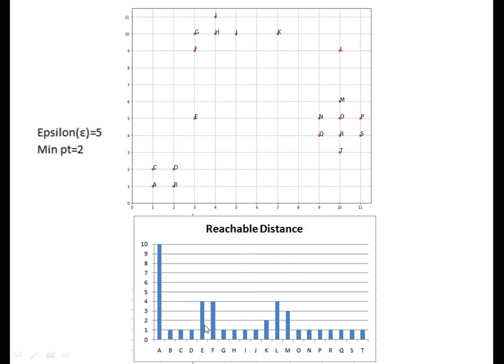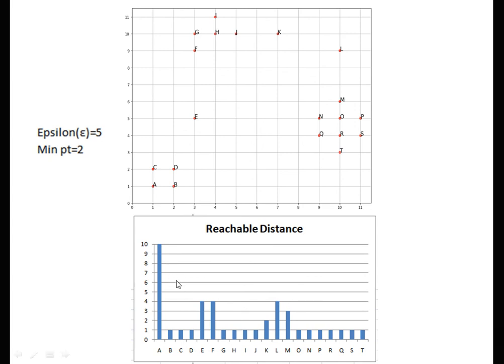Now E is at a distance of 4, F is 4, and after F all the points are close: G, H, I, J. K is again at the largest distance, L is again at the largest distance, M is again at the largest distance. But still all points are reachable from the starting point, because our epsilon is 5 and all points come under 5. So in this way it creates the set of ordering points for the clustering algorithm.